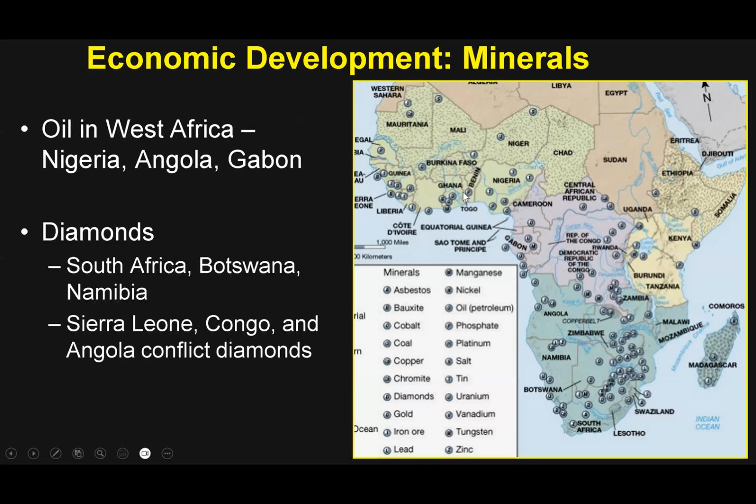And then in Sierra Leone and Congo and Angola. And sometimes they call these conflict diamonds during the civil wars, because the different groups would go out and get those diamonds and they'd sell them, and that would fund the wars themselves. And then resources for electronics, some of those rare earth minerals that go into our electronics. A lot of those come from parts of Sub-Saharan Africa, such as the Central African Republic and the Congo.